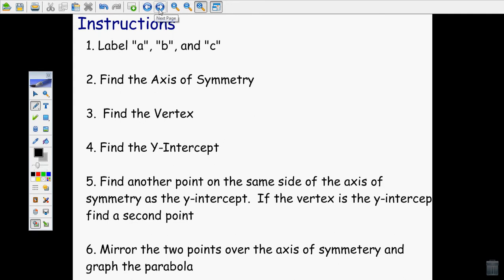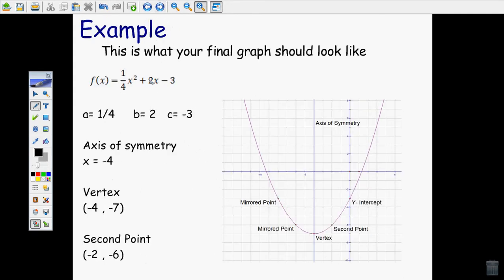Okay, the first thing that we have to do is figure out what A, B, and C will be. And so here would be another example of an equation. Notice this time instead of y on the left side, we have f of x. But f of x and y mean the same thing. And then on the right side, we've got 1/4 x squared plus 2x minus 3. And so I'm going to show you what each part of this equation is by finding A, B, and C. We're going to talk about what the axis of symmetry is, what the vertex and another point would be.